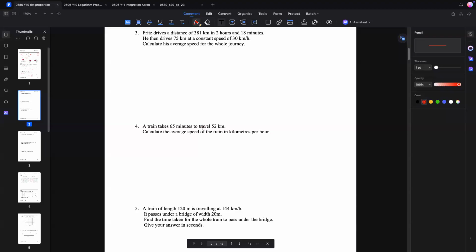0.6 for which one? This one. No, it is not 0.6. It is 2 plus 18 over 60. 18 over 60 is 0 point how much? 18 divided by 60 is 0.3. So it is 2.3.